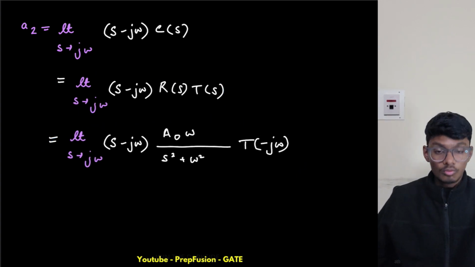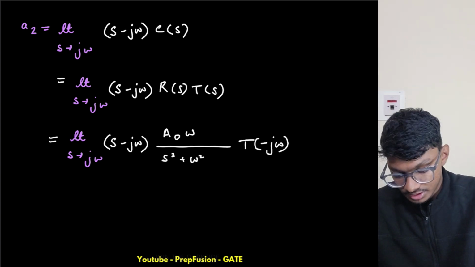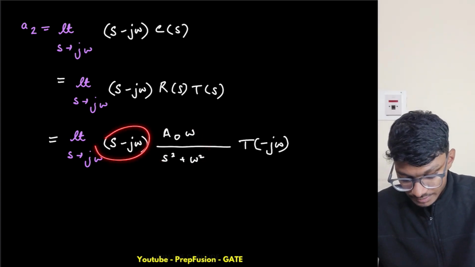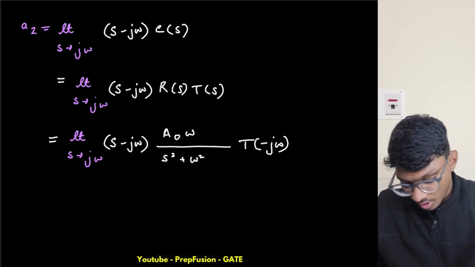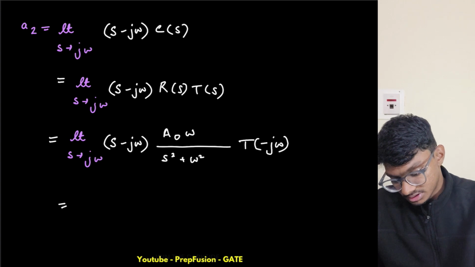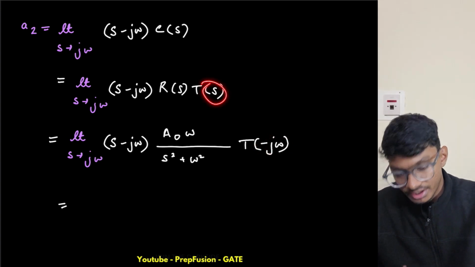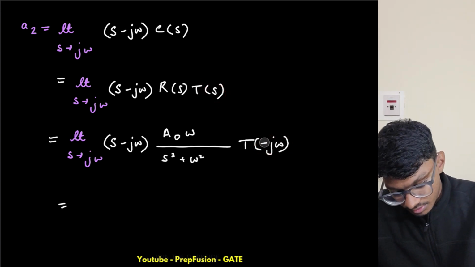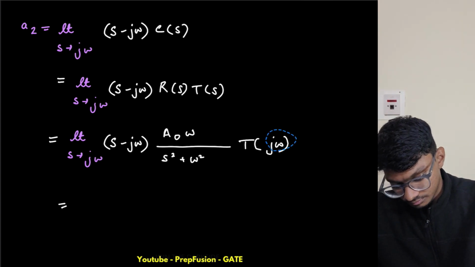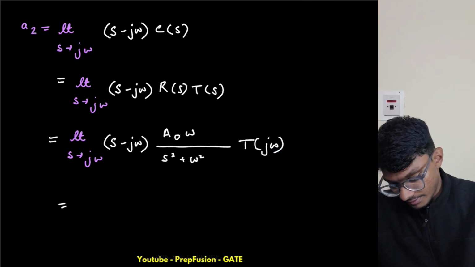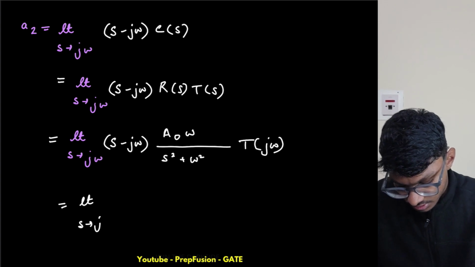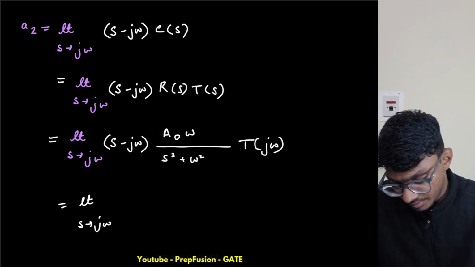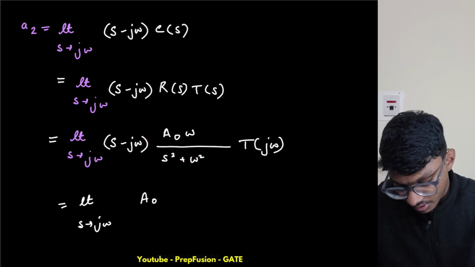So yeah, now what will happen again? The same thing, there will be some cancellation here. So this s minus j omega and this s has two components here. So I will be left with, sorry, like this. This time I will replace with plus j omega instead of minus j omega. So this will be plus j omega. And limit, this time I will write s tending to j omega like this. This will get cancelled and I will be left with a naught omega.